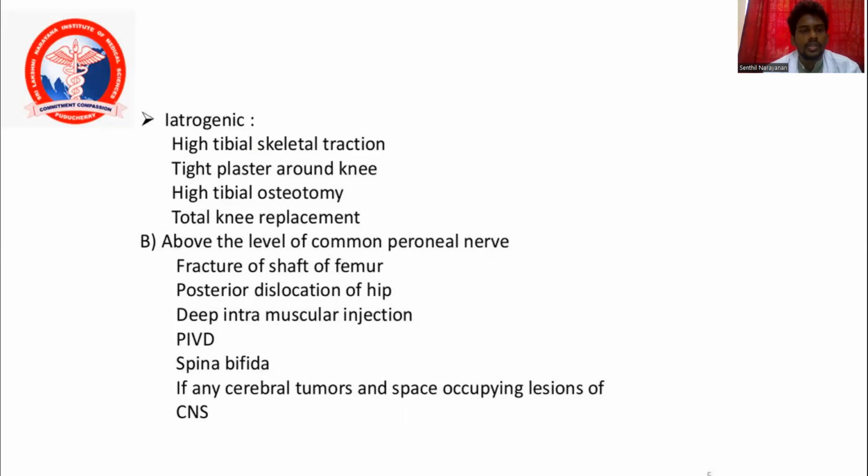Some of the iatrogenic causes for foot drop are high tibial skeletal traction, tight plaster around the knee, high tibial osteotomy, and total knee replacement. Above the level of the common peroneal nerve, some of the causes are fracture of the shaft of the femur, posterior dislocation of the hip, deep intramuscular injection, PAVD, spina bifida, cerebral tumors, and space occupying lesions of the central nervous system.